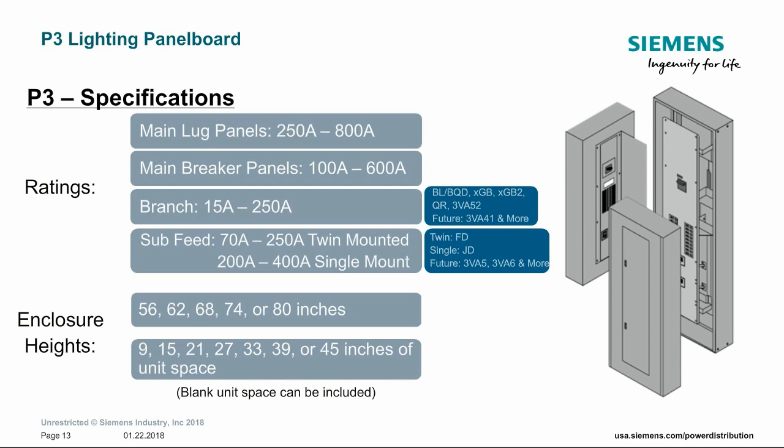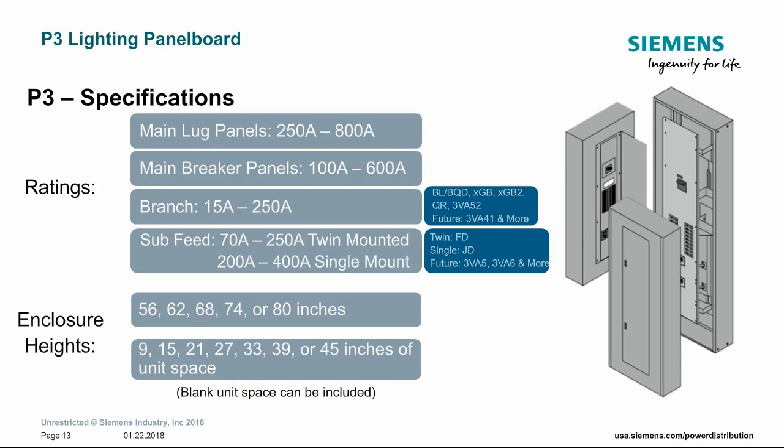Also, our sub-feed breakers you can see have the same ratings as in P2, with FD for our twin mounted and JD for our single mounted for the formats there. We also plan on incorporating 3VA5, 3VA6, and even more formats in the future for these sub-feeds.